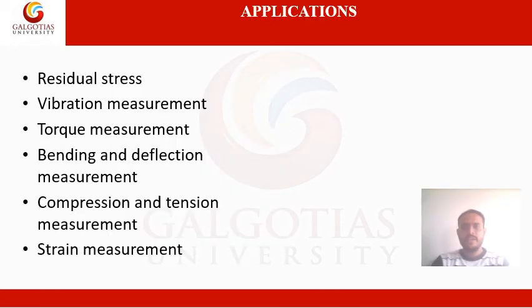Now let's see the applications of strain gauges. These are used to calculate residual stresses, for vibration measurement in some moving component, and for torque measurement in the application of a shaft. It is also used for bending and deflection measurement, and for compression and tension measurement, where the strain is basically calculated from the change in resistance as a result of the applied force. It is also used for strain measurement in different components. So these are some areas of application where we use strain gauges.